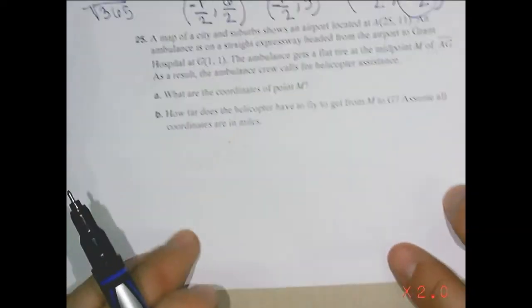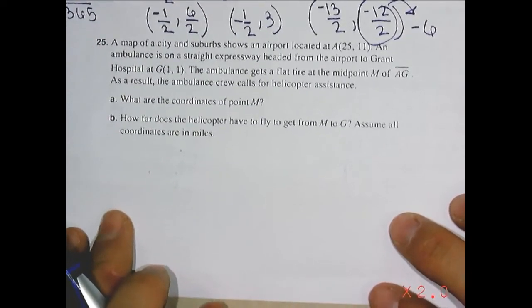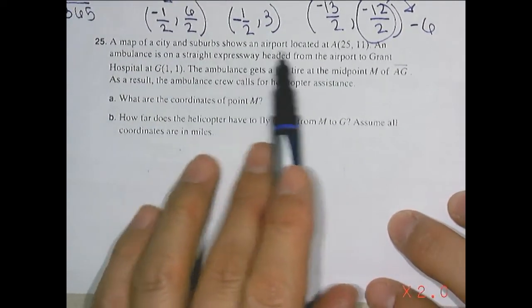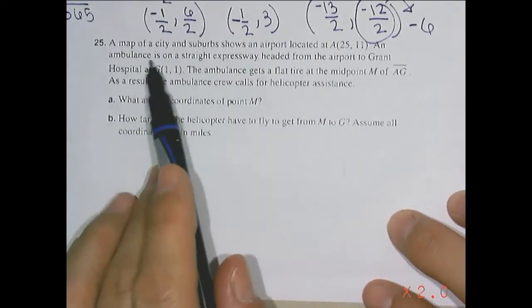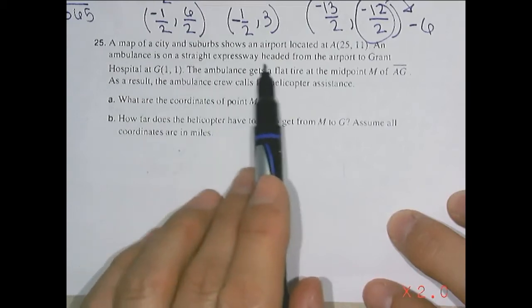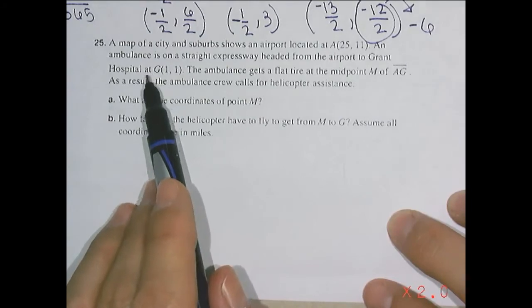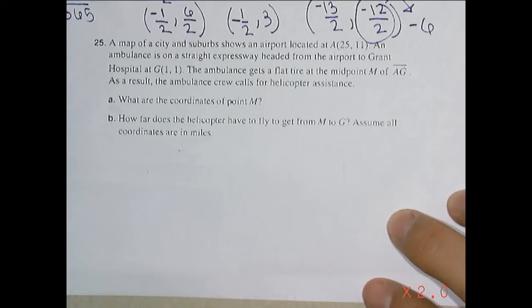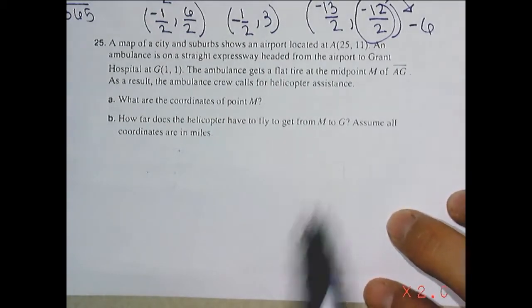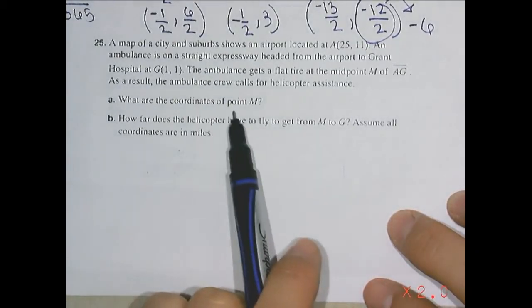All right, let's move down to the very last problem on your study guide. Woohoo, you guys have made it so far. Okay, it said a map of a city suburb shows the airport located at A, 25, 11. An ambulance is on a straight expressway headed from the airport to Grant Hospital. This sounds bad, guys. G, 1, 1. The ambulance gets a flat tire at the midpoint M of AG. This is a very dark question. What are the coordinates of the midpoint?